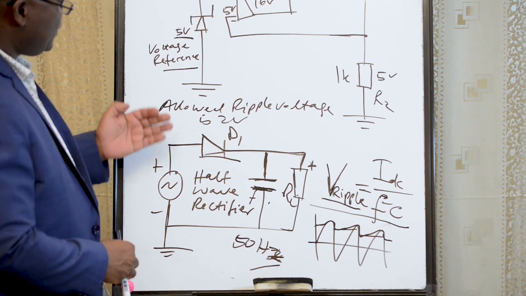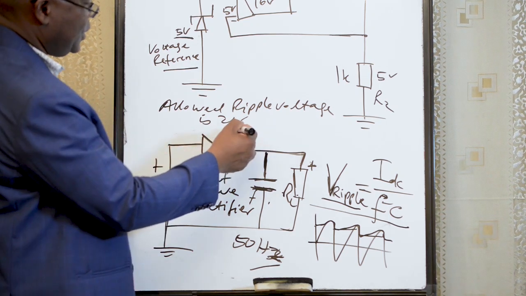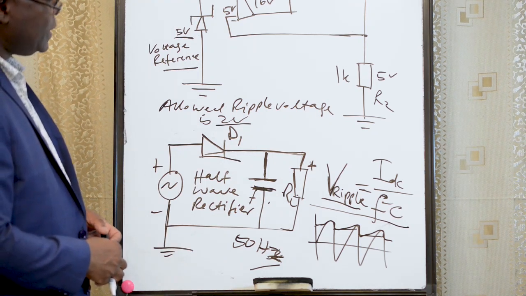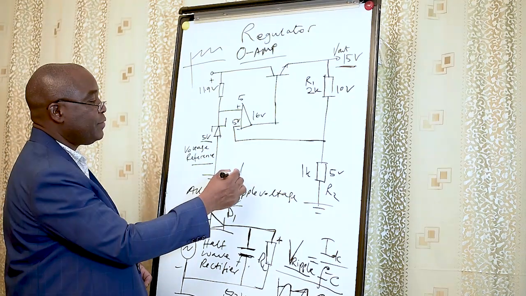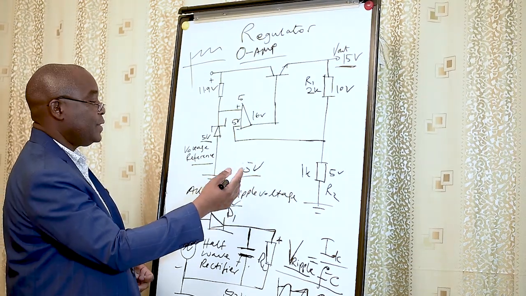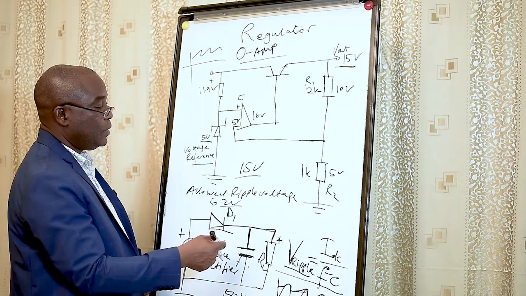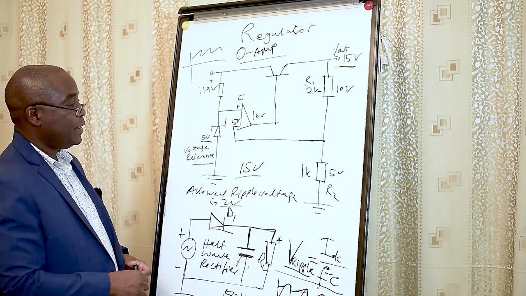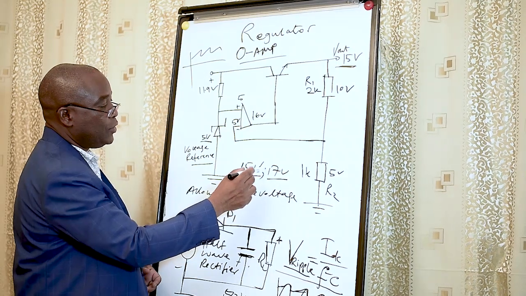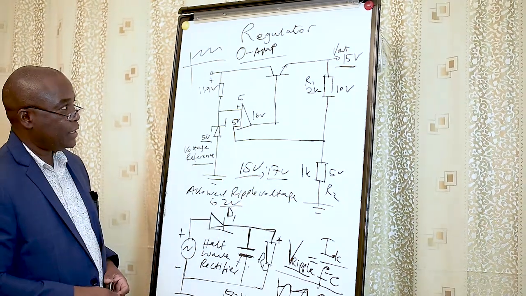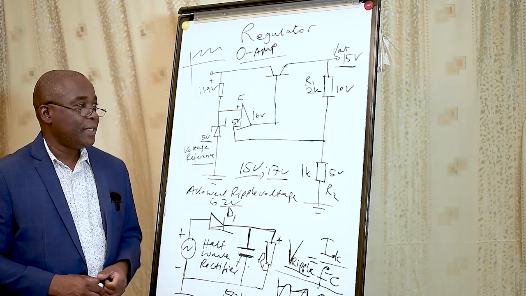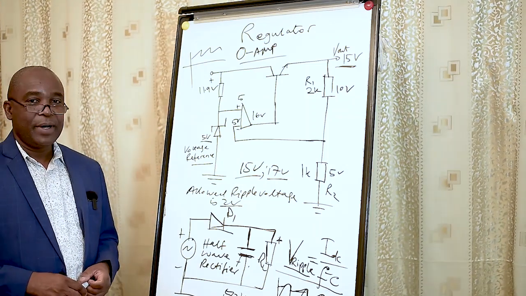Also, our allowable ripple voltage is 2 volts. If you want to have, let's say, 15 volts, so the ripple is 2 volts, so our design will be on 17 volts to accommodate the ripple of 2 volts. So this is how an op-amp regulator works in a power system.